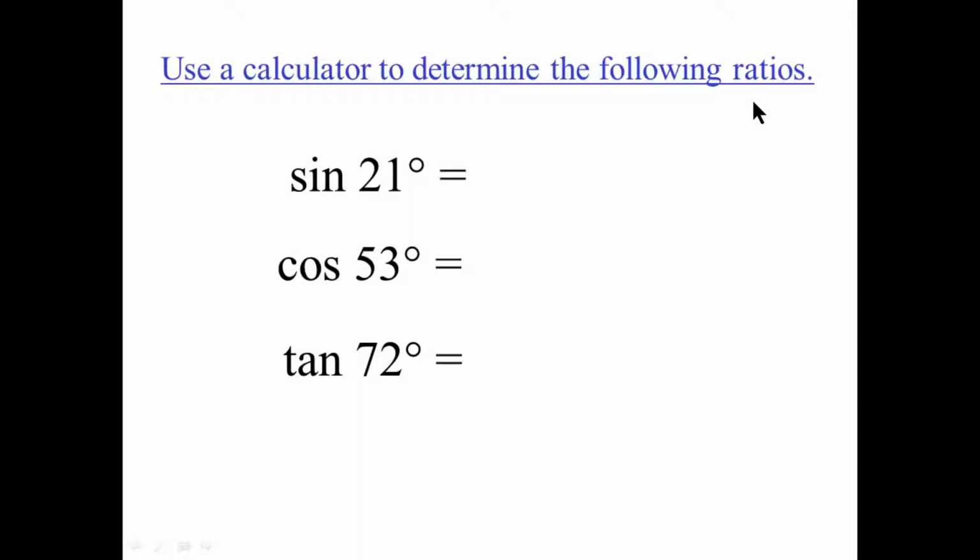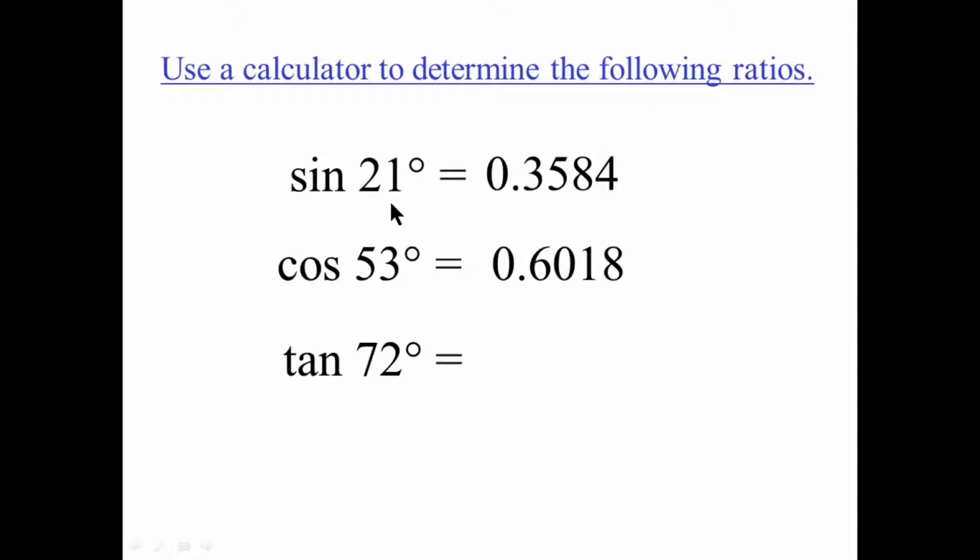Using a calculator to determine the following ratios. Okay, in this example, we're given 21 degrees and asked for the sine of it. So the sine of 21 on a calculator, confirm this for yourself. Don't take my word for it. The sine of 21 is 0.3584. And the cosine of 53, confirm it on your own calculator, is 0.6018.